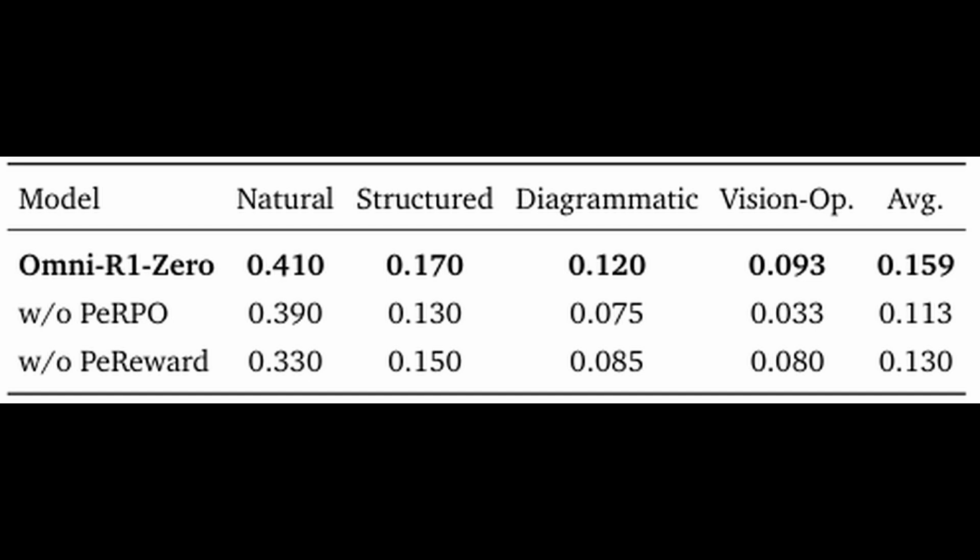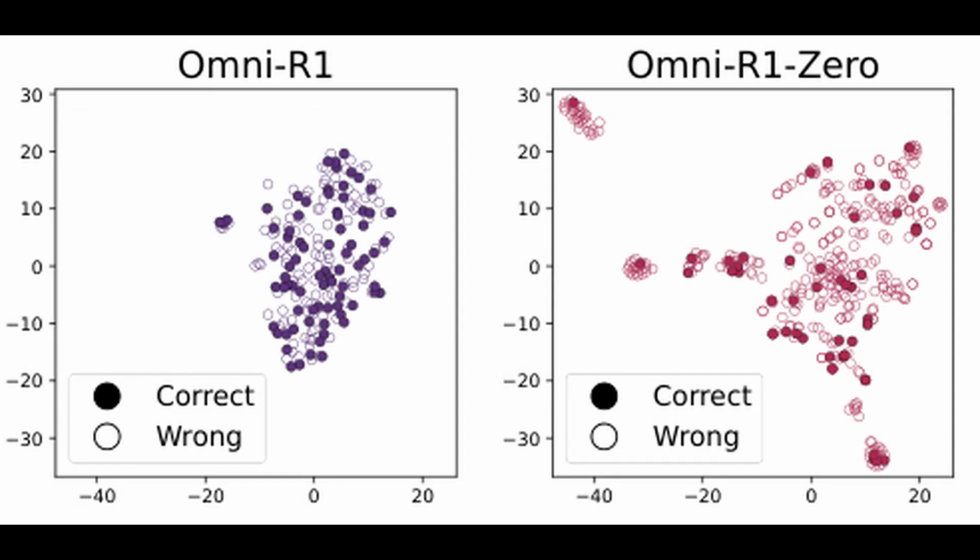But what's interesting is that the gains are most pronounced on the vision operational tasks, which are typically the most challenging for multimodal systems. And notice the bottom row. When they remove the perception reward component, performance drops significantly. This suggests that guiding the model to generate high-quality intermediate images is crucial for effective reasoning, even when starting from text-only data. The paper also includes this fascinating visualization comparing Omni-R1 and Omni-R1.